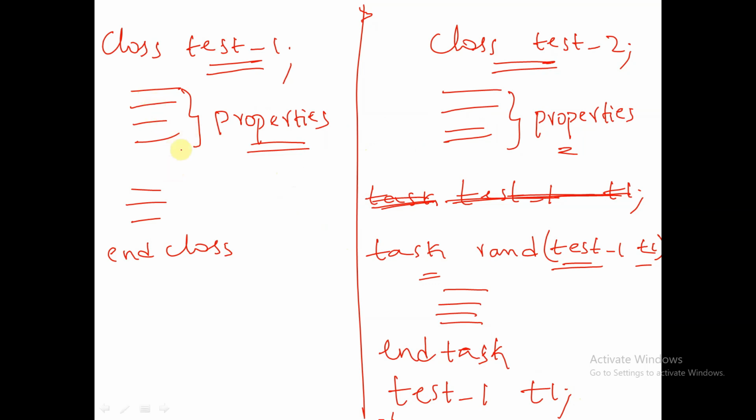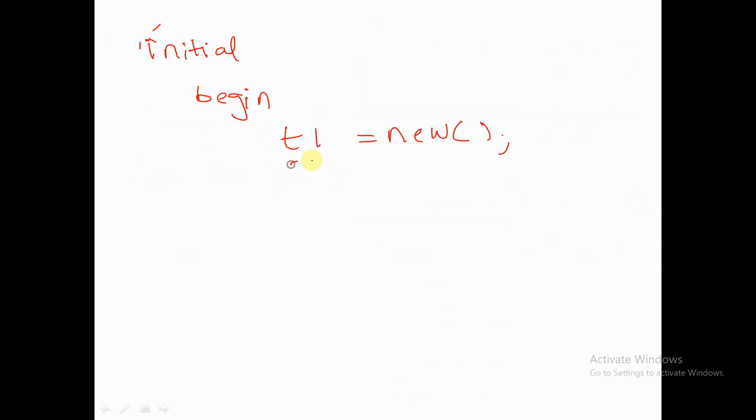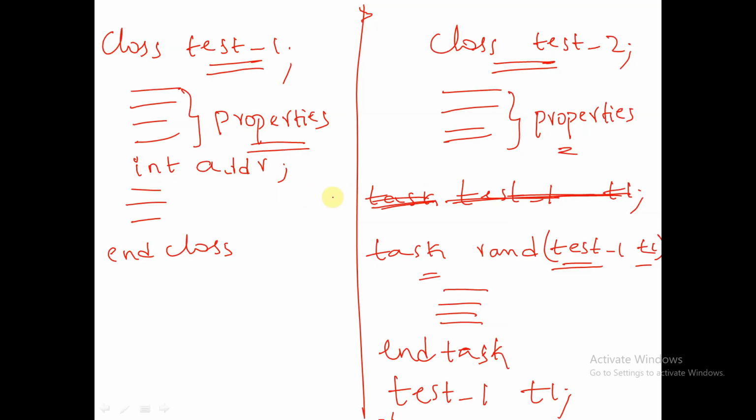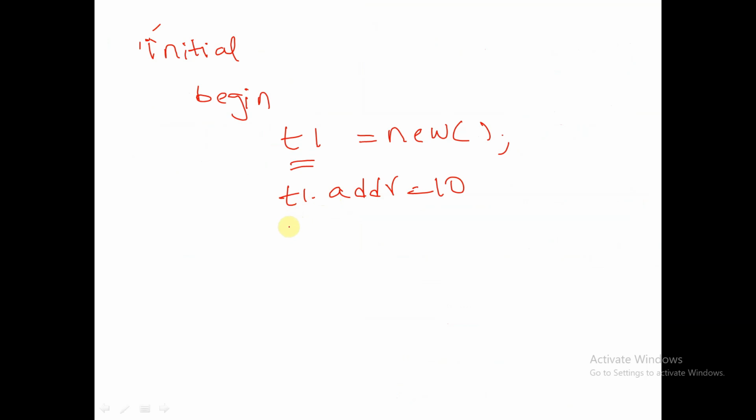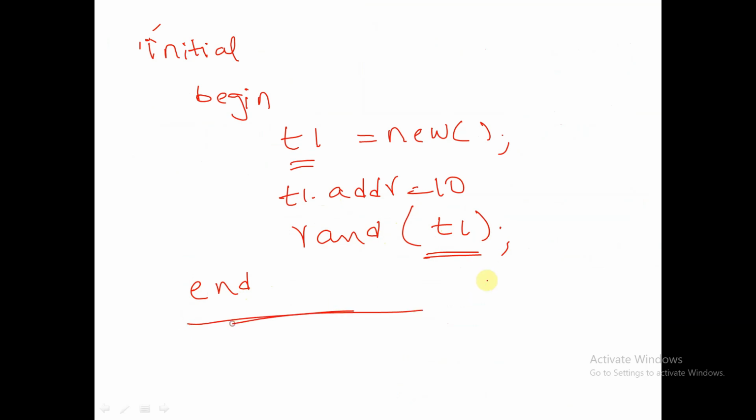Here I will declare a property called, for example, addr, which is of int type. With the object t1 created, I'm going to allocate the value 10 to this addr. Now I'm going to call this task called rand and pass the object t1, and end the initial begin block. So this is how we can transmit the entire object through the task argument. Is this clear for everyone?